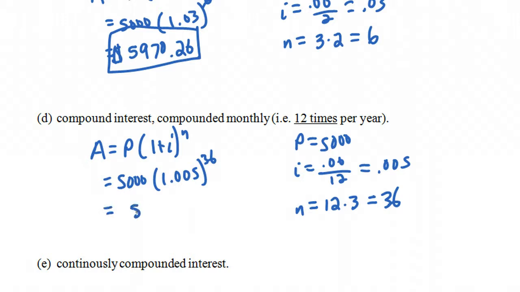And I got $5,983.40, rounding to the nearest penny. Okay, and notice that's more than if we had just compounded twice per year, right? An additional $13 we gained by compounding 12 times a year as opposed to twice per year.